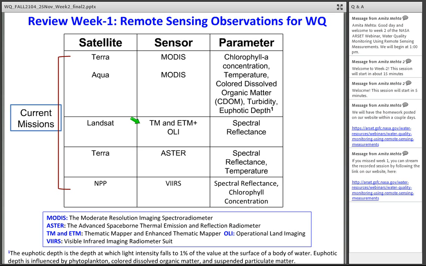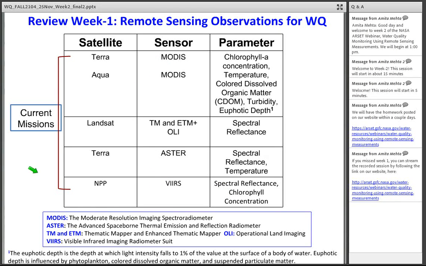Landsat is another mission with sensors, Thematic Mapper, Enhanced Thematic Mapper, and Operational Land Imager, as the acronyms are given here. The parameter available here is spectral reflectance in different spectral bands, so images are also available. Terra also has a sensor, ASTER, that provides spectral reflectance and temperature. NPP, the National Polar Partnership satellite, has an instrument, VIIRS, that provides spectral reflectance, and recently they have put out a chlorophyll product as well. VIIRS is similar to MODIS.